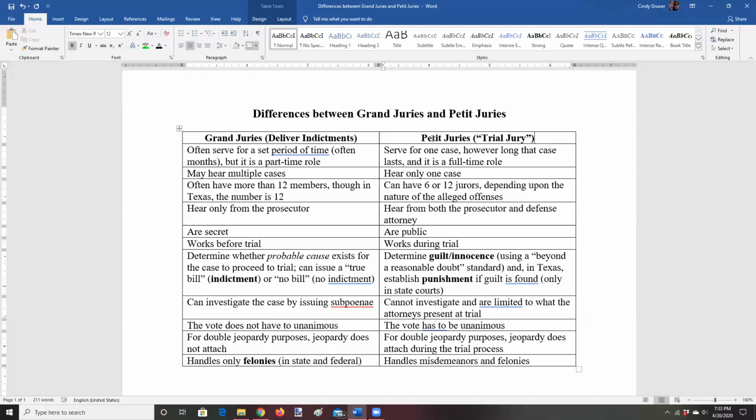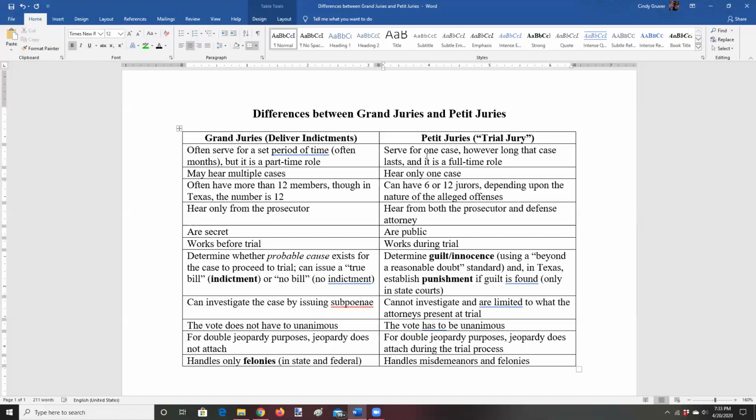With a petit jury, it really is a full-time deal when it is ongoing. Your trial may last only 3 hours and then you're done, but if the trial goes on for 3 or 4 weeks, during those 3 or 4 weeks, you're probably going to be in the courthouse 40, maybe even more than 40 hours.